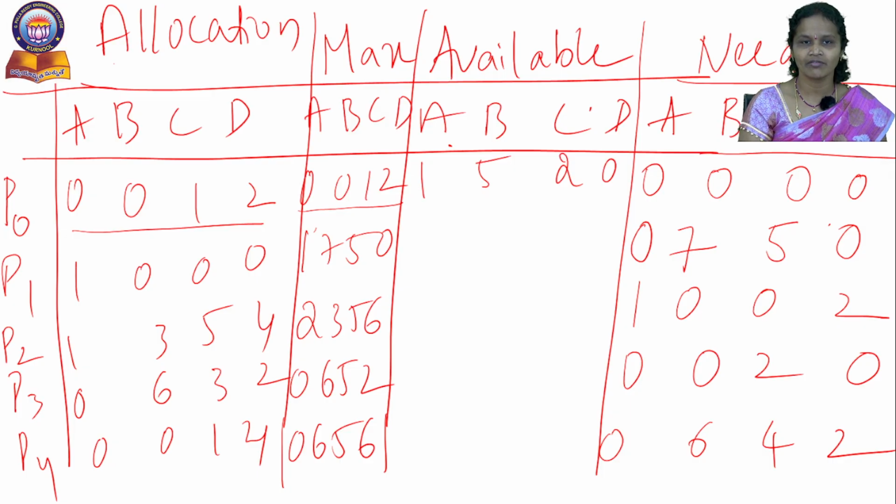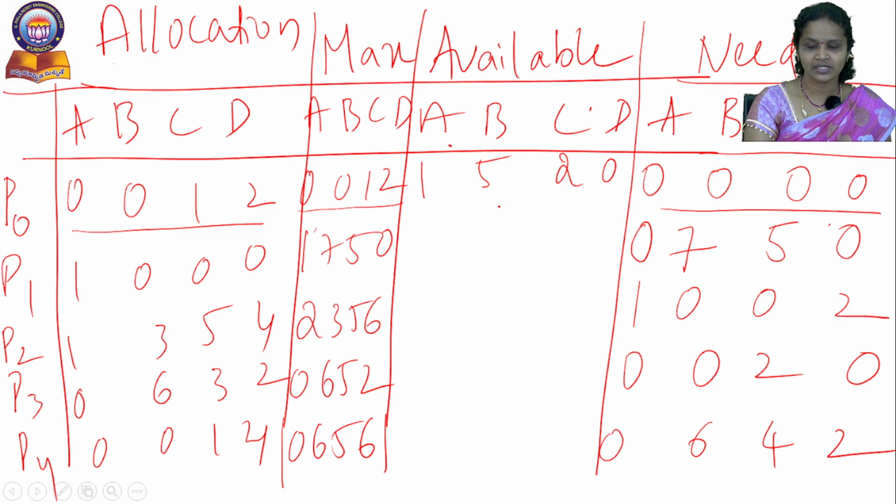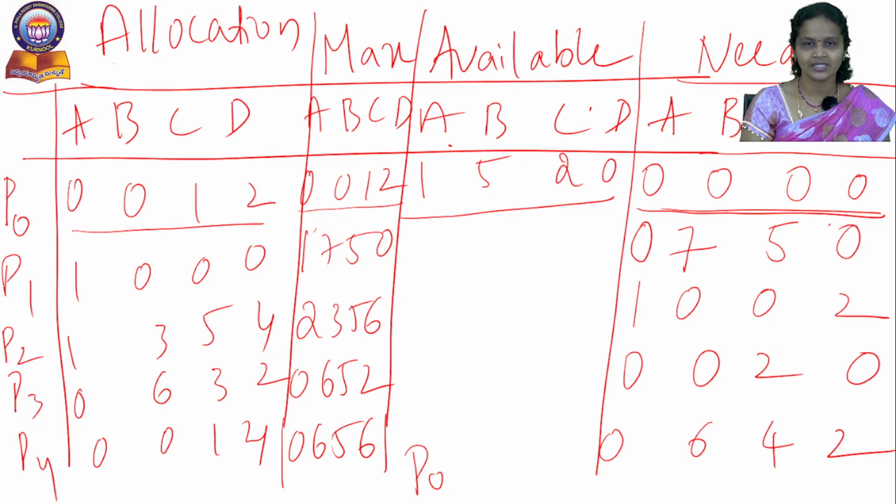So now let us see how we check whether a safe state sequence is possible or not. For that, first let us start with process P0. The first step is to check whether the need of process P0 is less than the available resources or not. With these many available resources, is process P0 able to finish its execution or not? Yes, definitely it is possible. So the safe state sequence can start with process P0.